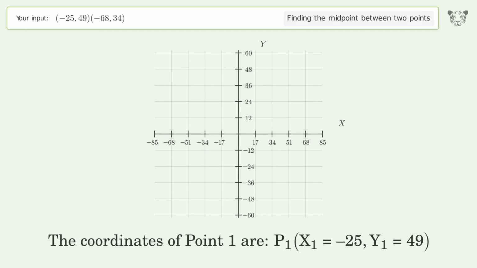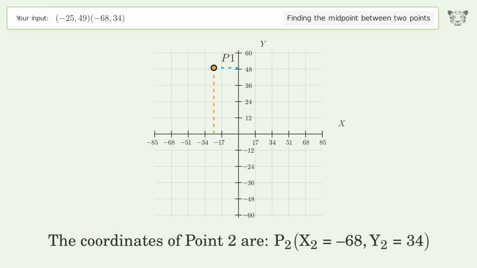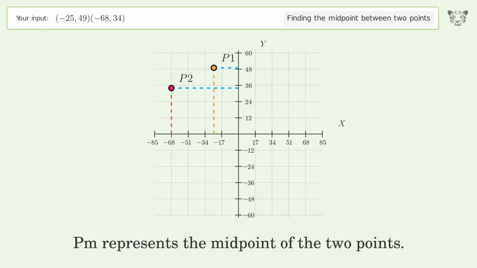The coordinates of point 1 are, x1 equals negative 25, y1 equals 49. The coordinates of point 2 are, x2 equals negative 68, y2 equals 34. PM represents the midpoint of the 2 points.